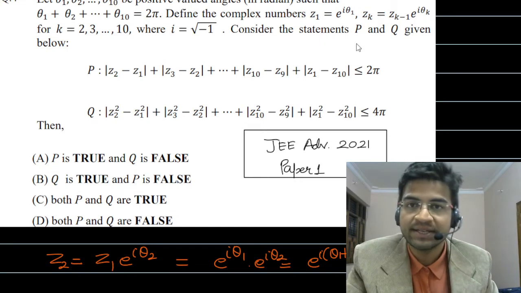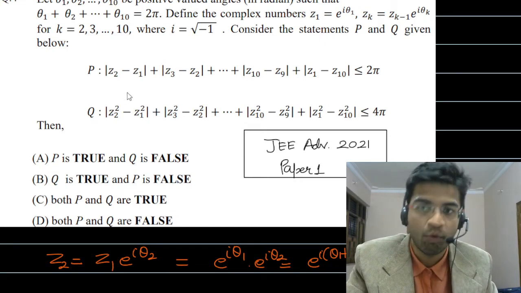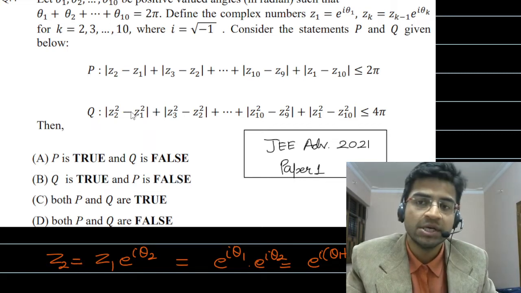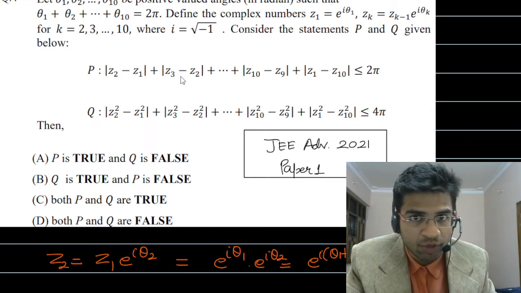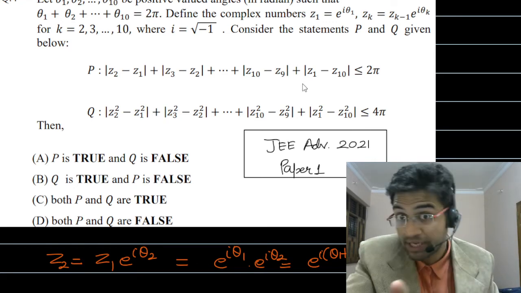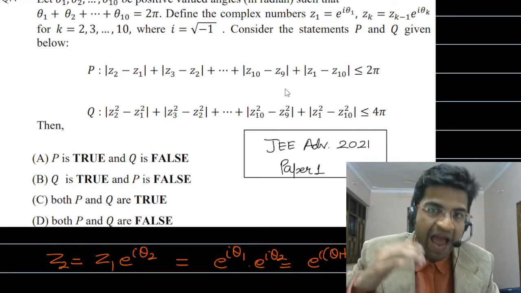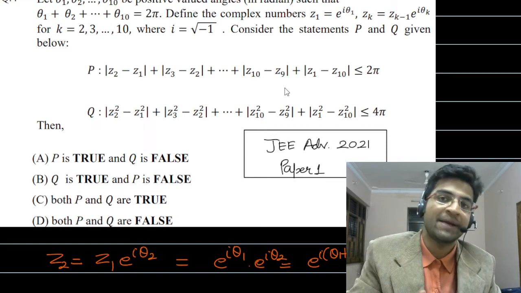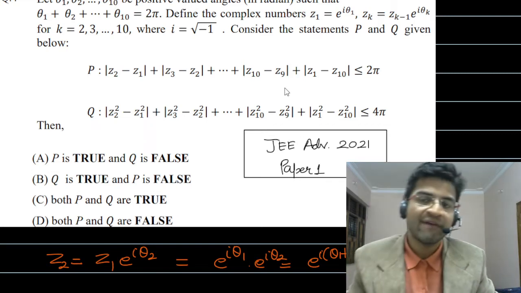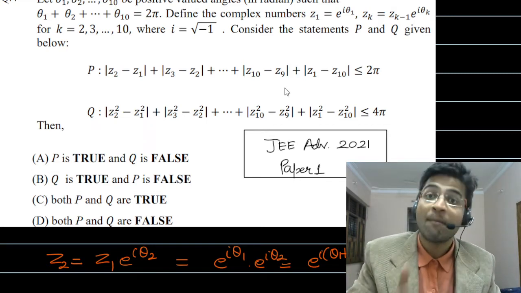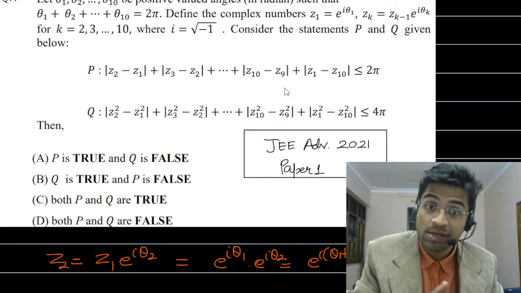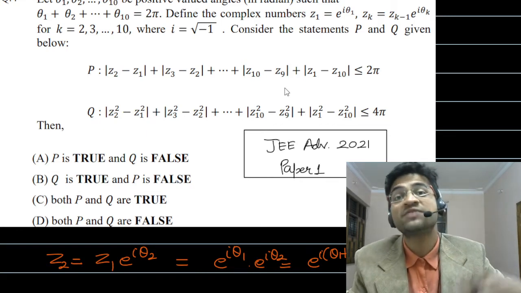Consider the statements P and Q given below. P is |z2 − z1| + |z3 − z2|, and it goes on up to |z10 − z9| + |z1 − z10|. And we have to check whether this sum is less than or equal to 2 pi, whether its maximum limit is 2 pi. And similarly, we have one more statement Q, which is |z2² − z1²| + |z3² − z2²|, and it goes on up to |z1² − z10²|. And we have to check whether its maximum limit is 4 pi or not.